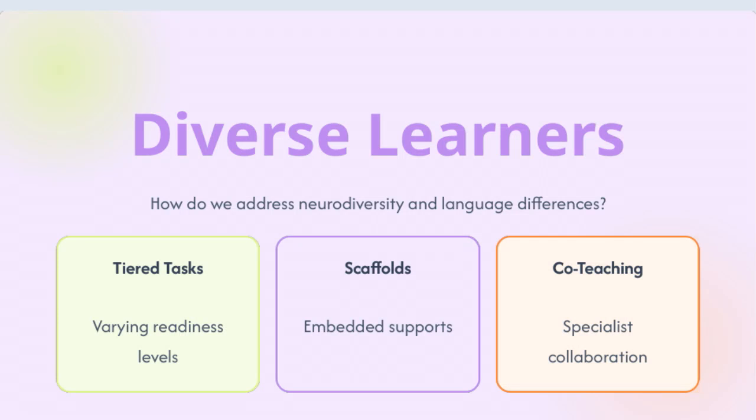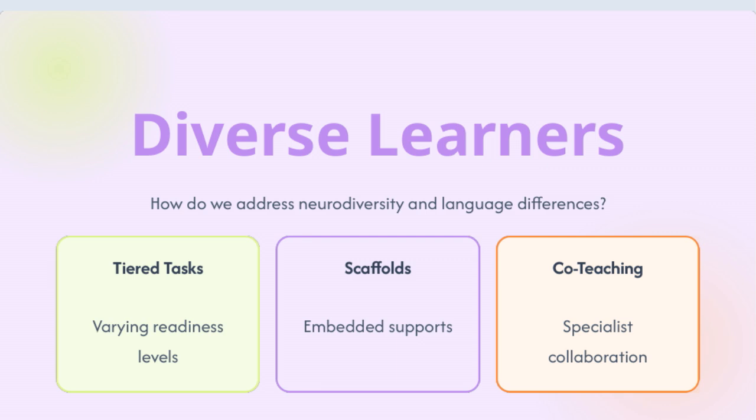Let's talk about specialist collaboration and how it plays a crucial role in supporting diverse learners. When we work together with specialists, we can better address each student's individual needs. Co-teaching is a great example of this. It allows two educators to plan and deliver instruction together, providing more targeted support within the classroom. Embedded supports are also essential. They're strategies and resources integrated directly into the learning environment to help students succeed without feeling singled out.